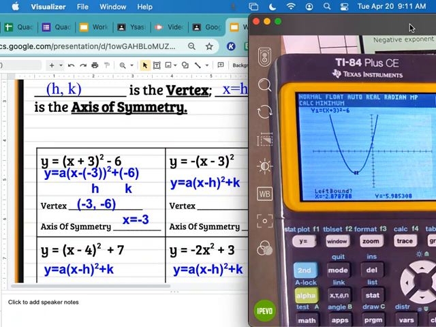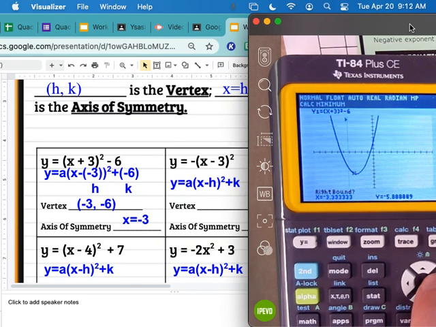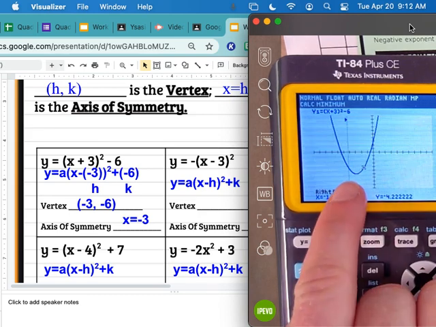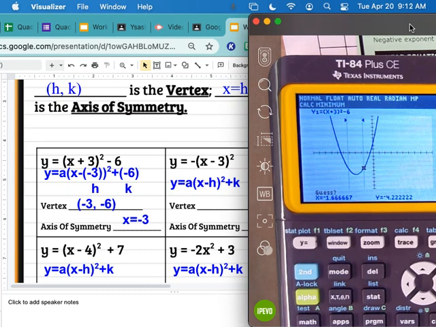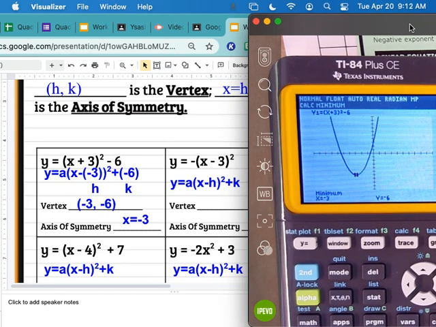So we can estimate it. But then go to the left. Y'all listen? Go to the left of where that minimum is. So I'm going to go over a couple of spaces left. Push enter. Then I'm going to go over to the right side of where that minimum is, because the minimum's right here. To the right of it would be over here. Push enter. And then push enter. And see how it gives us our vertex right away? -3, -6. So we got it right.